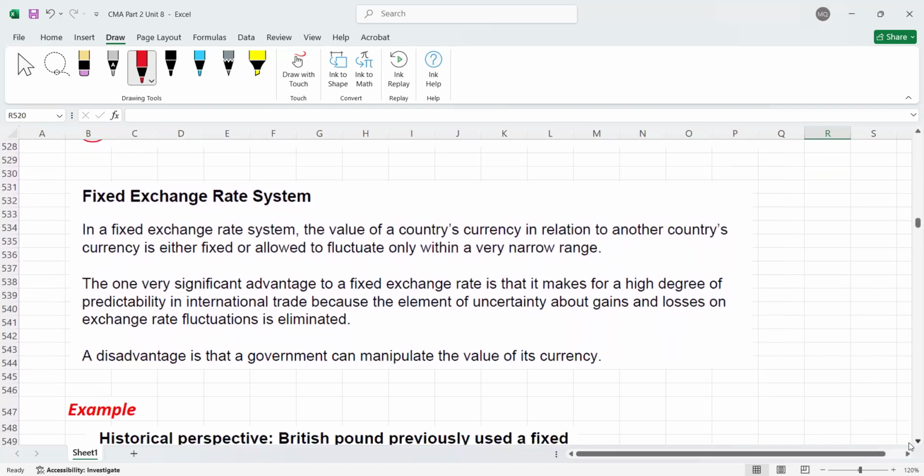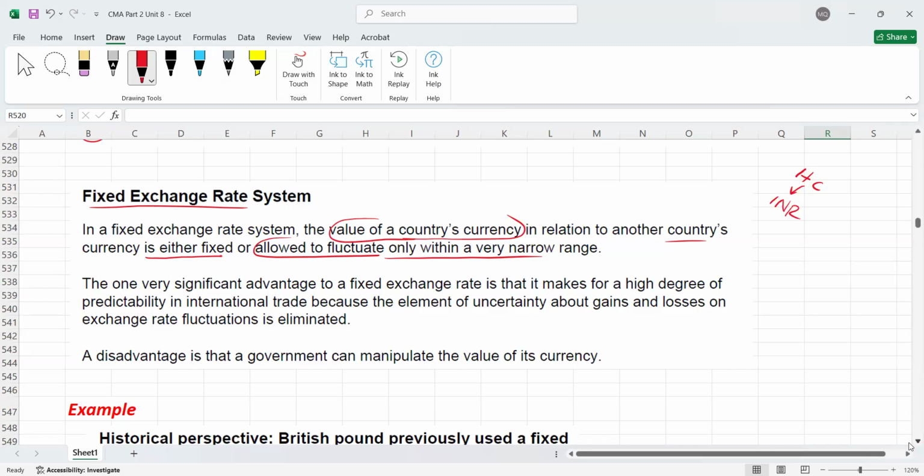Please remember, under the fixed exchange rate system, the value of one country's currency in relation to the other country's currency is either fixed or allowed to fluctuate only within a very narrow range. Let me explain what they are trying to say. For example, let's assume the Indian rupee, INR, is your home currency.